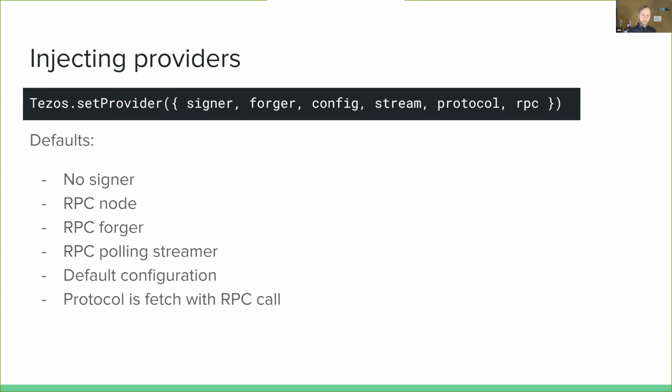A little bit about injecting providers, because that's kind of an important thing. By default, when you get a new instance of Taquito, there's no signer configured. We want you to make a conscious choice on what you're using as a signer, like a wallet signer such as Beacon or in memory. The RPC node, forger, and the streamer are all configured by default, but you can easily override them. You can also provide override configuration here.